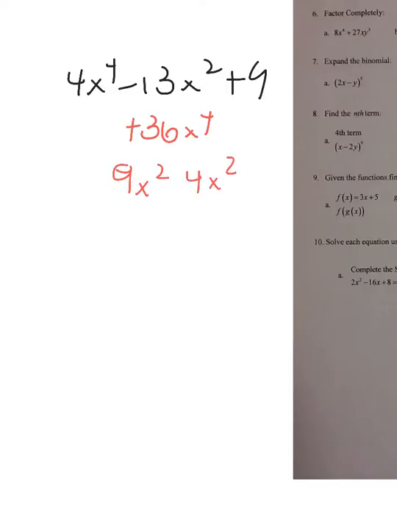They get the same signs. They're both negative. That's how I get negative 13. Bring down the plus 9. Bring down the 4x to the 4th. And now we factor by grouping.